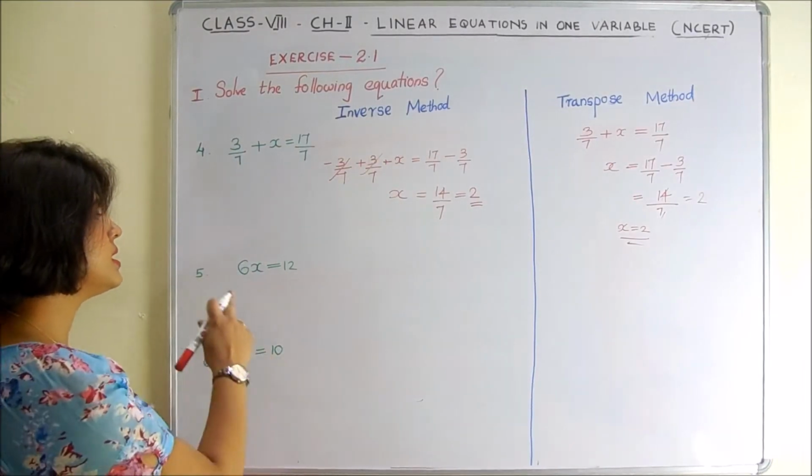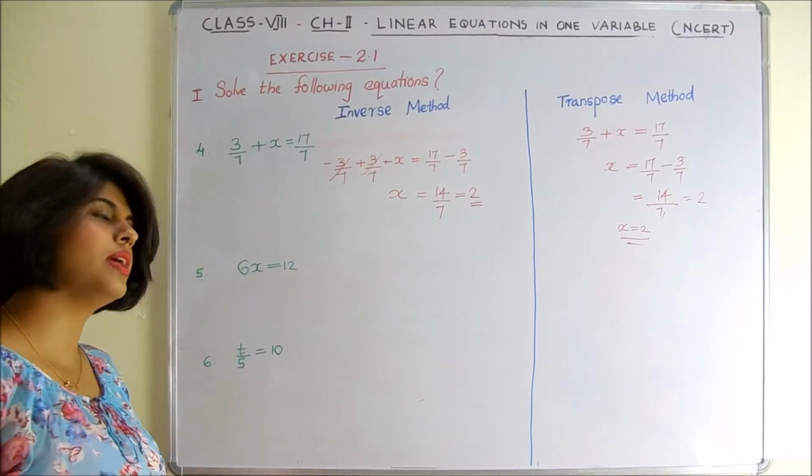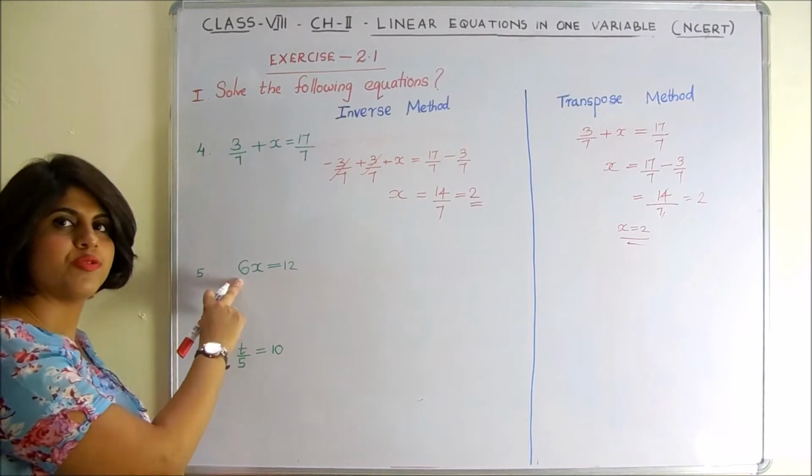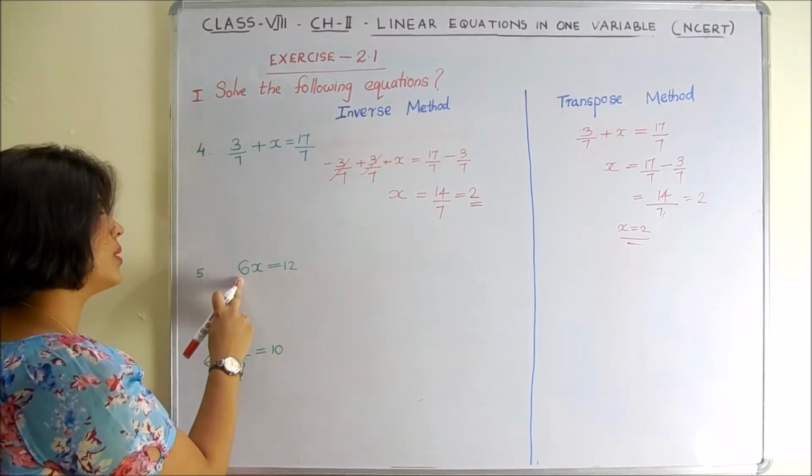And here next question, fifth question is 6x equal to 12. Here we have to eliminate the coefficient of x. Right? The coefficient of x is 6. 6 we have to eliminate.